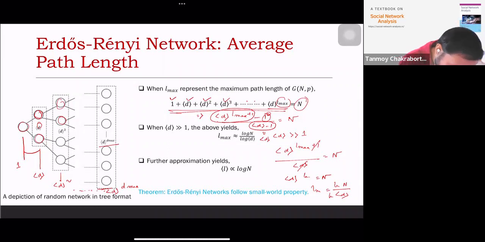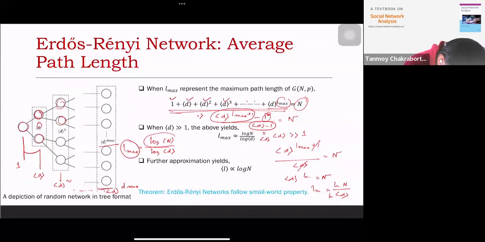So log of n by log of ⟨d⟩, this is L max. So you see here L max is proportional to log n. So tell me whether it satisfies the small world property or not.